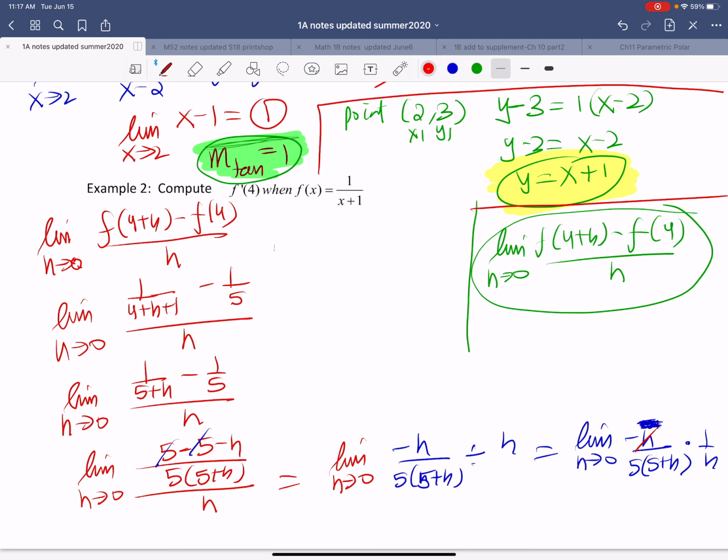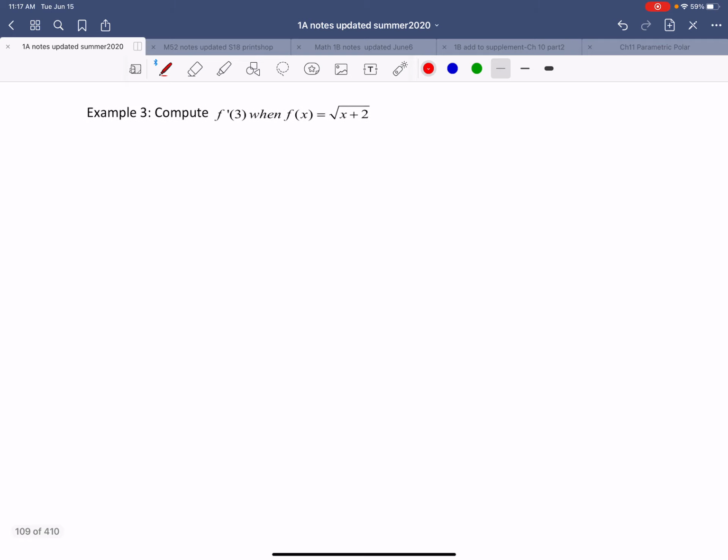We can cancel out the common factor between numerator and denominator, and in the remaining function I can just go ahead and plug 0 in for h. It leaves me with negative 1 over 5 times 5, which is negative 1 over 25. So you get the same answer whether you use the limit definition of derivative or the difference quotient to calculate the derivative. Let's see one more example.